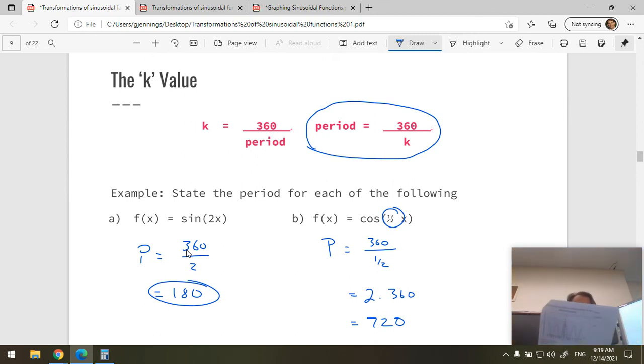Now on your sheet I said, what's the period of sine 12x? So who can tell me, what's the period of sine 12x?